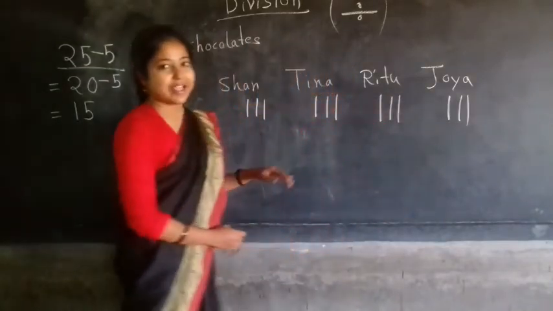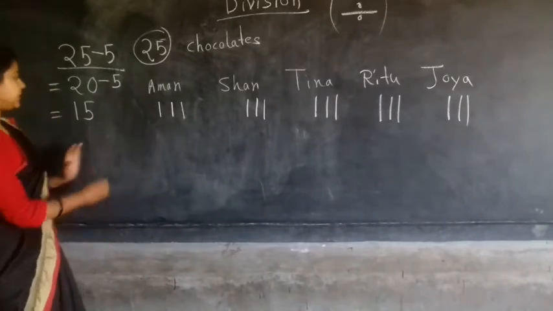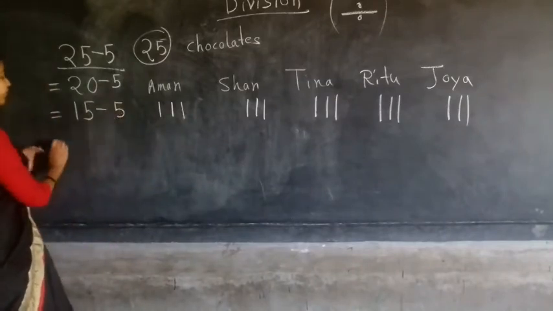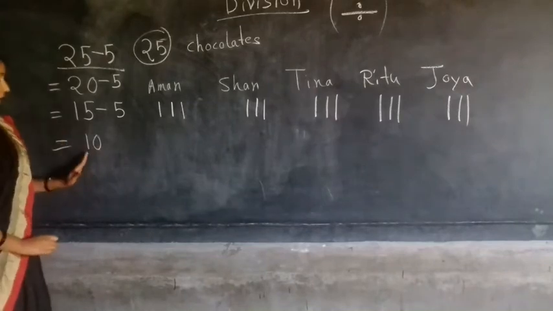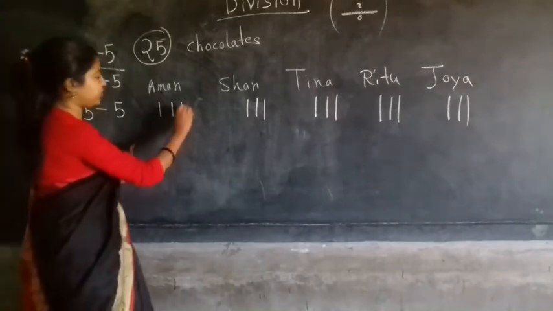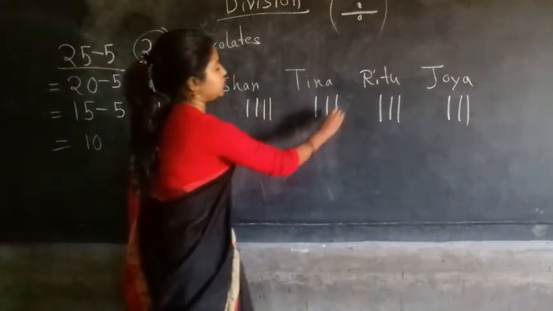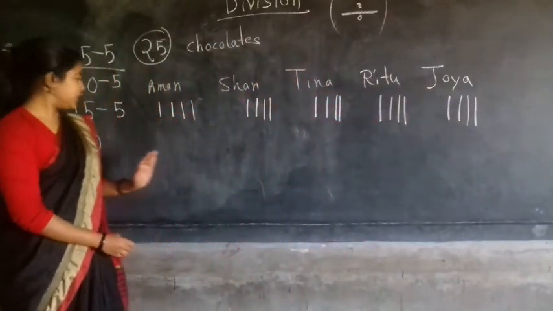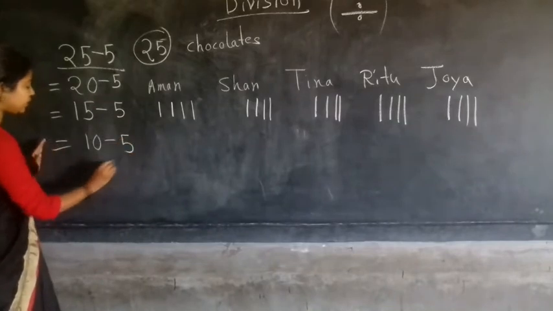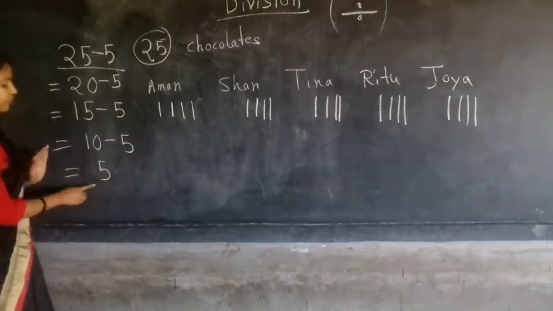1, 2, 3, 4, 5. You give another 5 chocolates to your friends. Now you subtract 5 from here. How much will you have now? 10 chocolates. Again you can give, right? 1, 2, 3, 4, and 5 chocolates. Now you subtract 5 from here also. Now you have 5 chocolates.